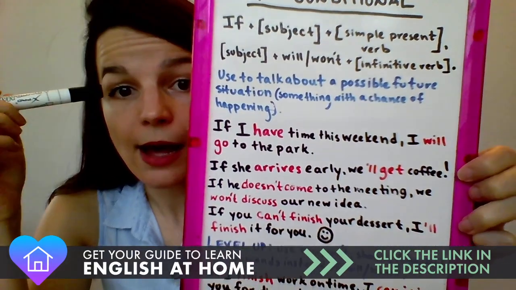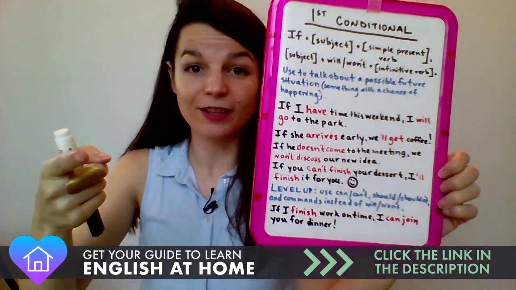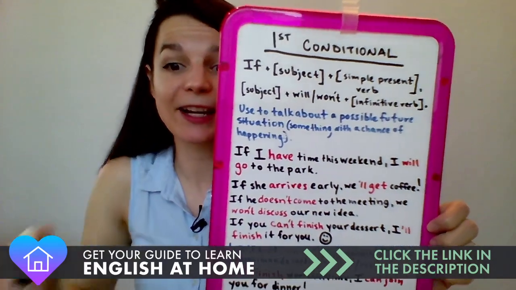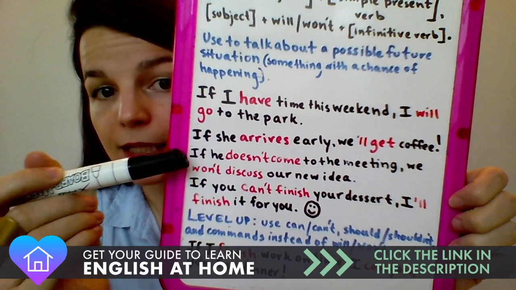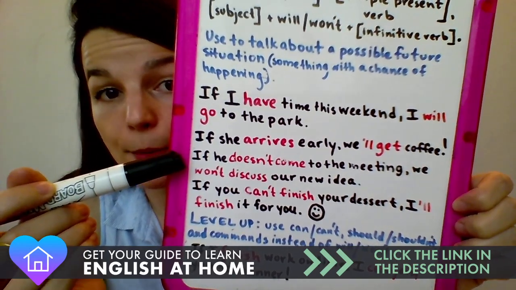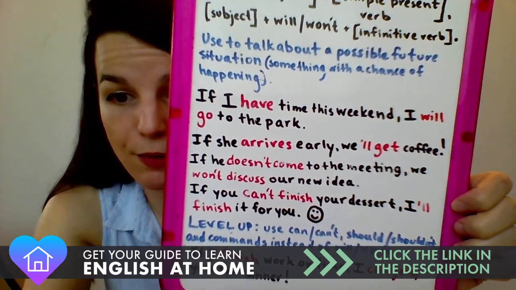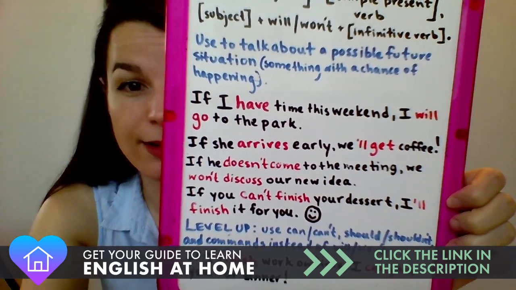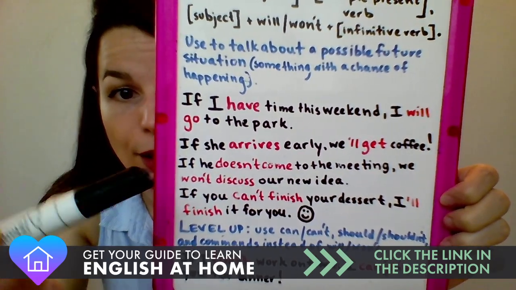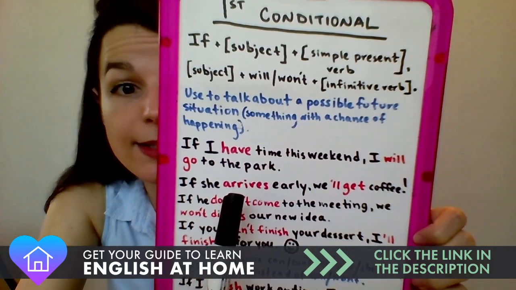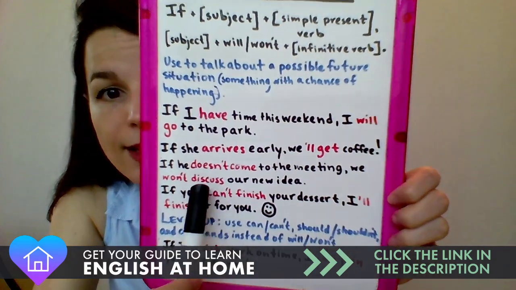Okay, let's look at some negative ones then, and then I'll show you how you can level this up, because this is the most basic form of conditional. So let's look at a negative one. This one, if he doesn't come to the meeting, we won't discuss our new idea. Again, if he doesn't come to the meeting, we won't discuss our new idea. So here, this follows the same pattern as I introduced up here. The difference is just that it's negative.